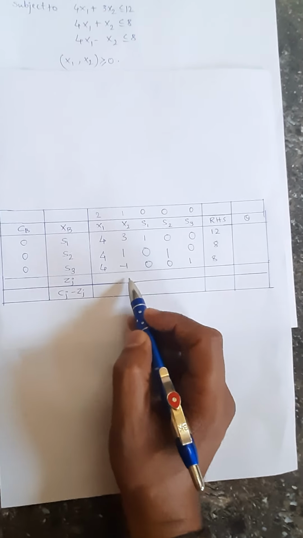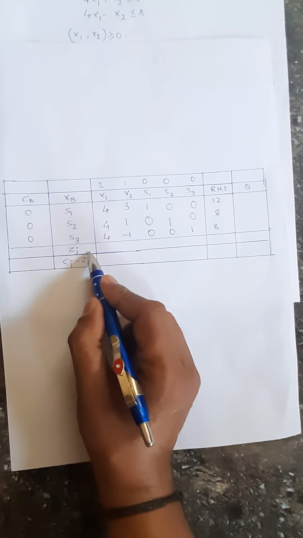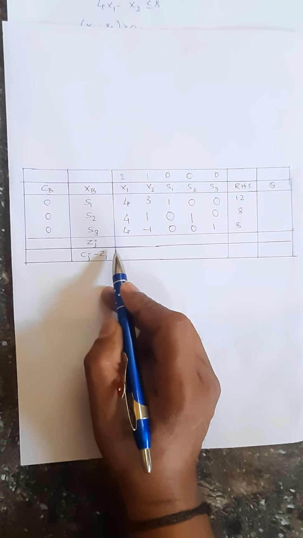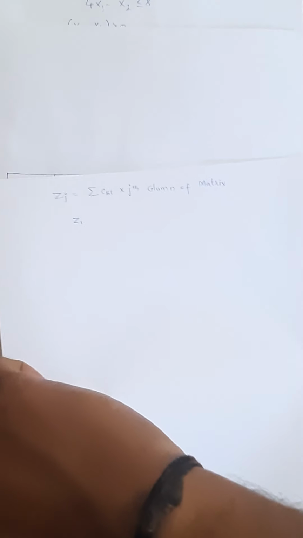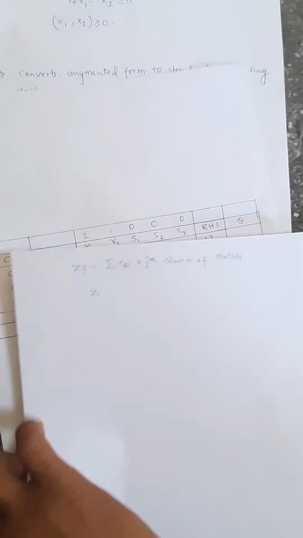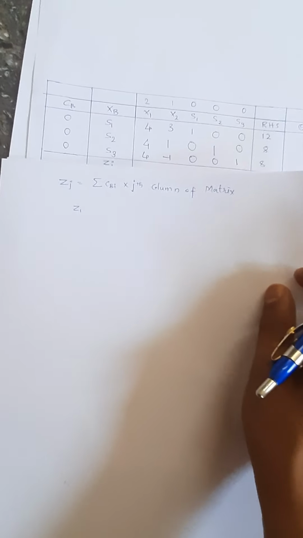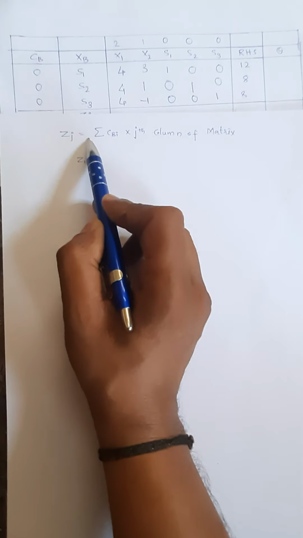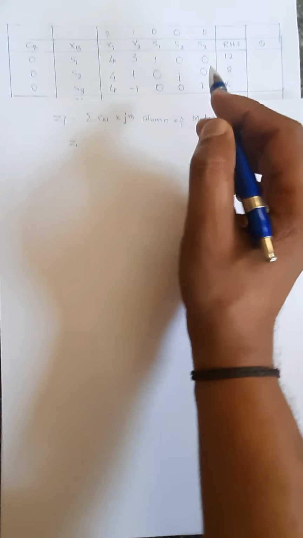So now next we see this happens. After this we need to find zj. What is zj? zj is a mathematical calculation. So how do we find zj? This is our equation: zj is equal to cbi into the jth column of the matrix.